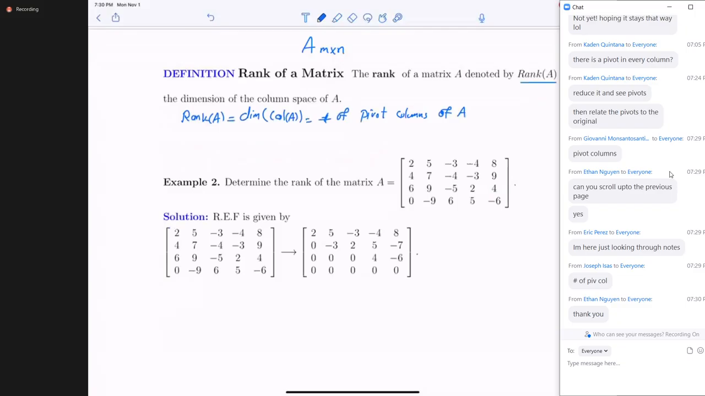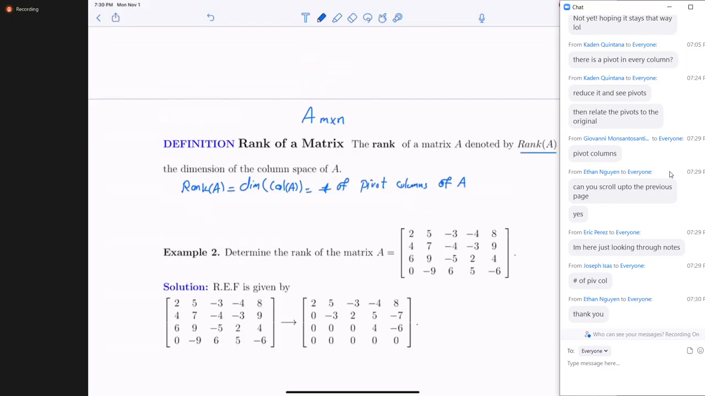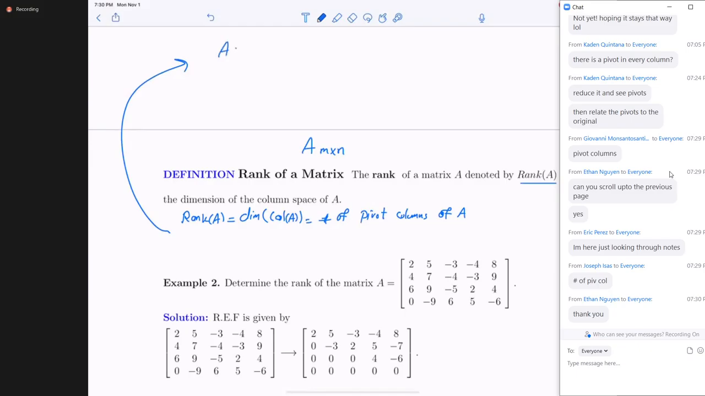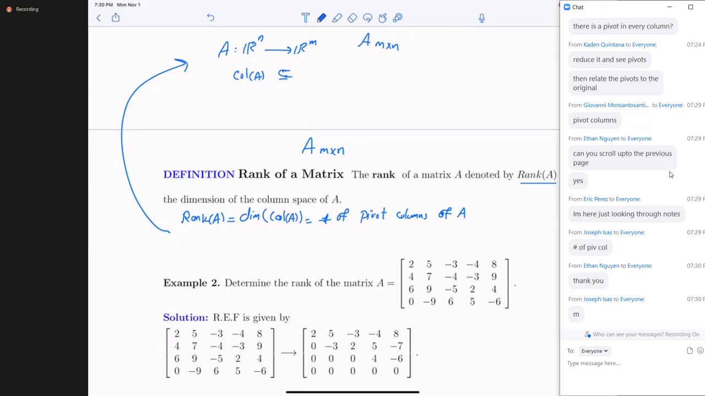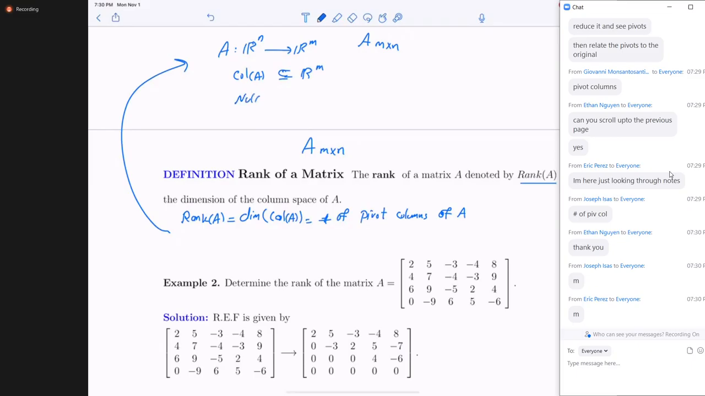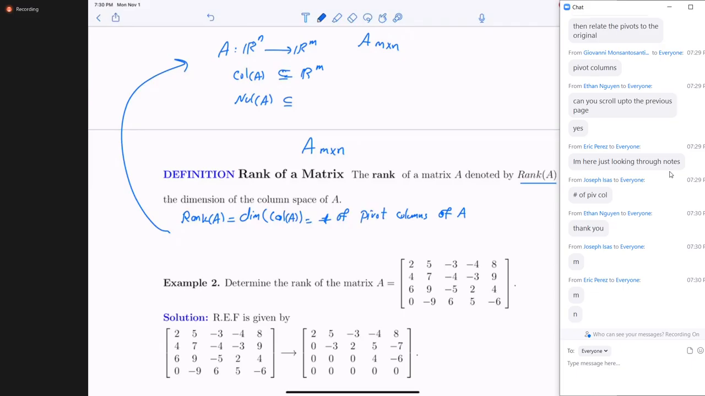Another thing that we need to know, just as a quick reminder from the previous part: we know that A is a linear transformation from Rn to Rm whenever A is an m times n matrix. Can you tell me, is the column space of A a subspace of Rm or Rn? Very good, Joseph. It's a subspace of Rm. But the null space of A is a subspace of Rn. Very good, Eric. Rn, thank you.